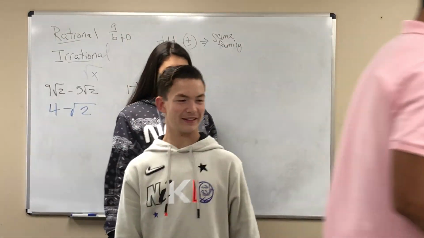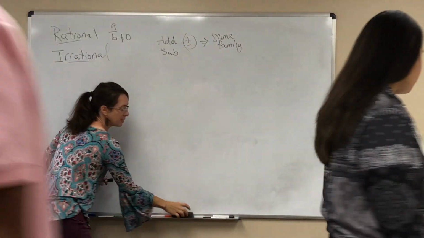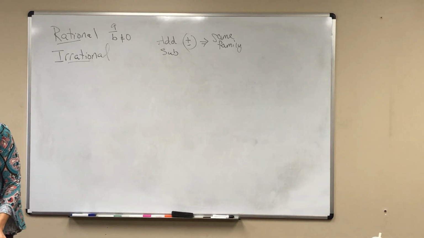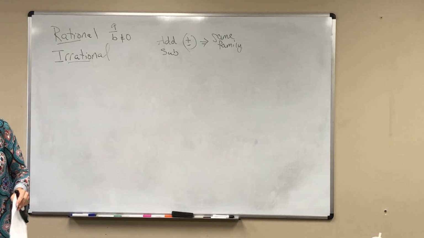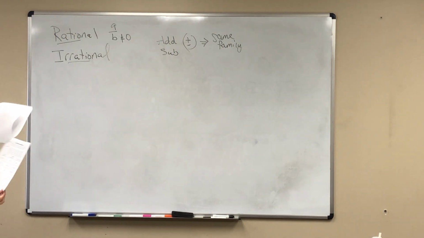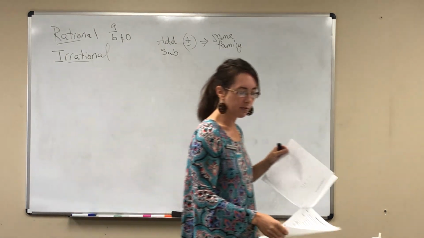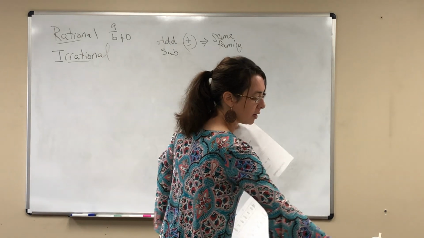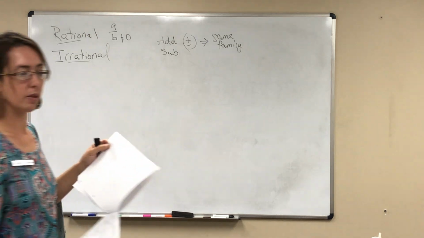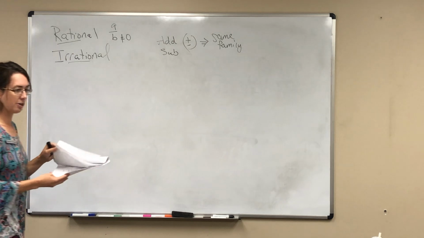So addition, subtraction. Everybody got that? Now on to multiplication. So let's look and see. So swap over on your review of radicals. What's the second page? Not the irrational. This one? Okay. Skip that one. You guys can fill that one out on your end. I'll do that in a minute.